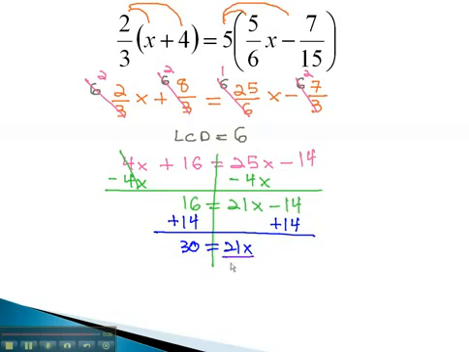Simply divide by 21, and we end up with x equals 30/21. Dividing by 3 reduces to 10/7. Again, distribute first, clear fractions second.